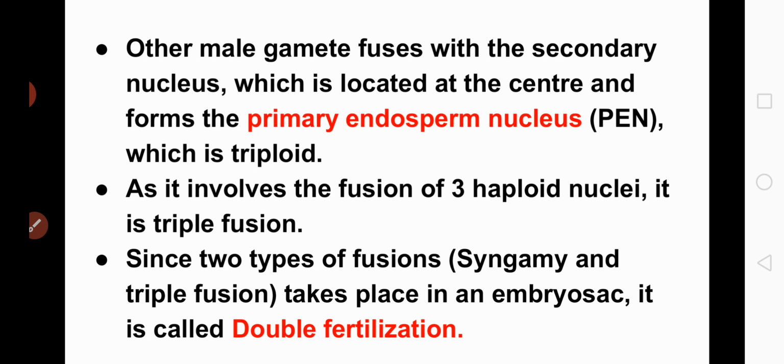Okay, and since two types of fusions, that means syngamy and triple fusion, take place in an embryo sac, the process is called double fertilization. So why is it called double fertilization? Because it involves two types of fusions. One is syngamy and the other process is triple fusion. Is that clear? Any doubts? Okay. And this double fertilization is an event unique to the flowering plants.